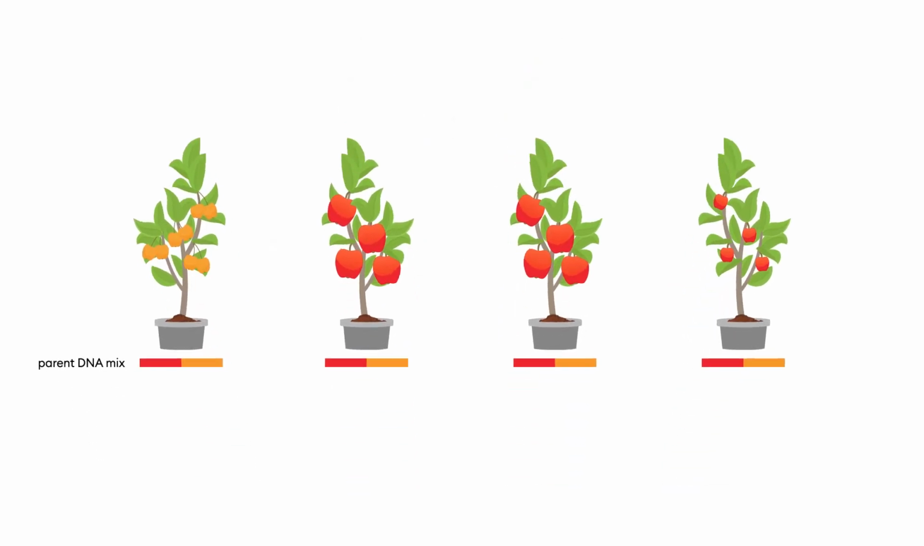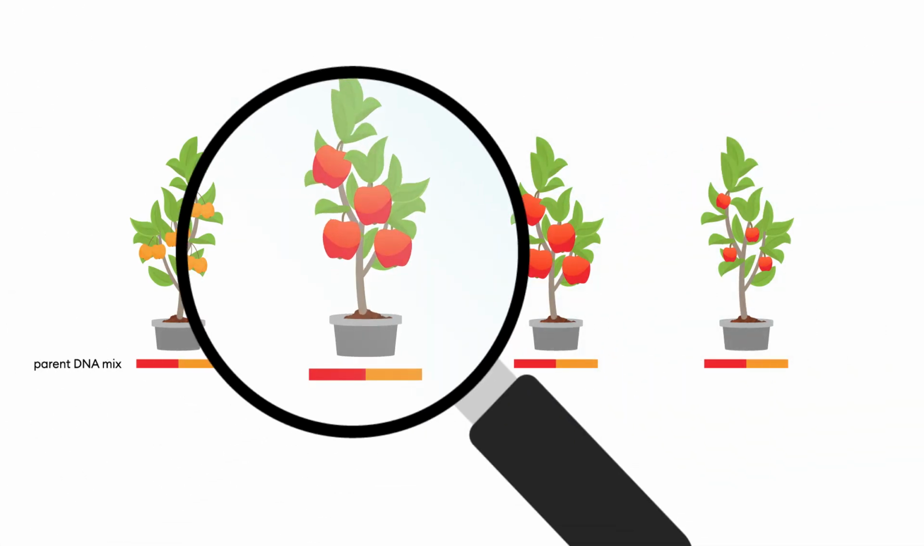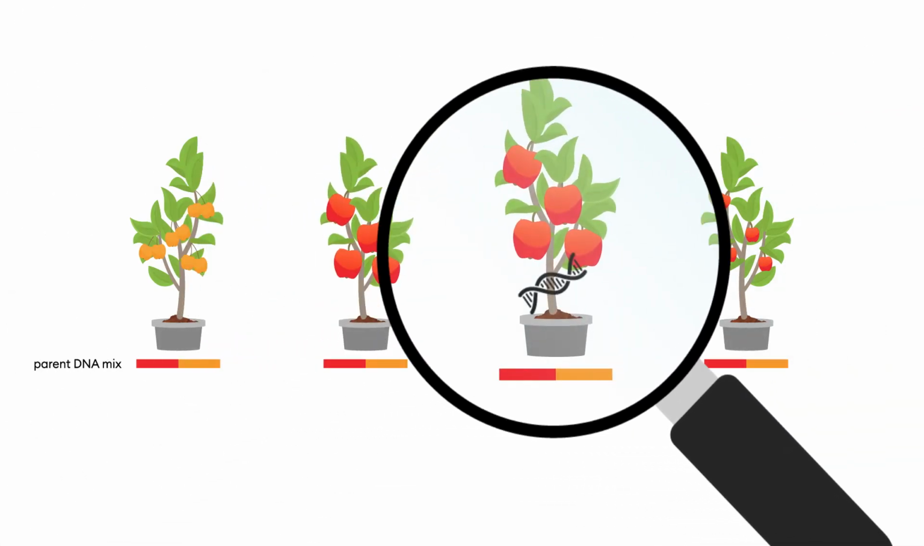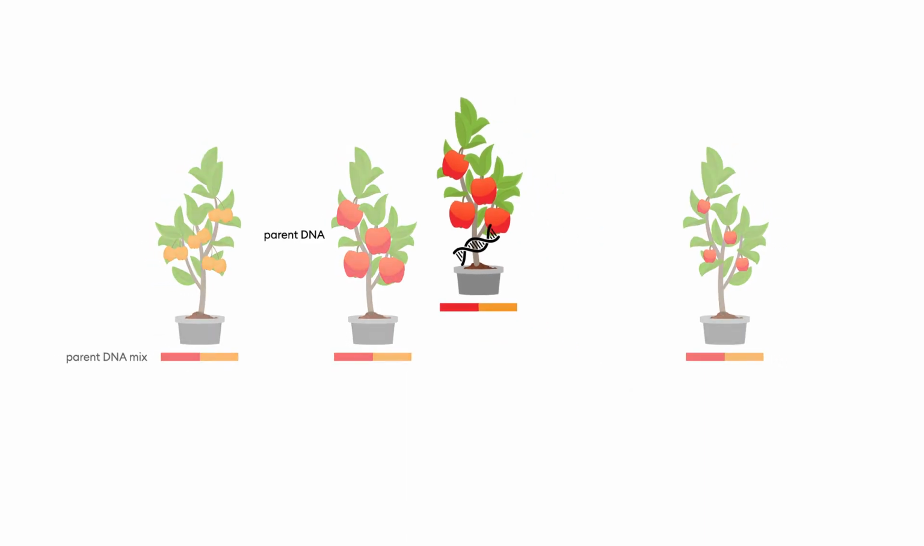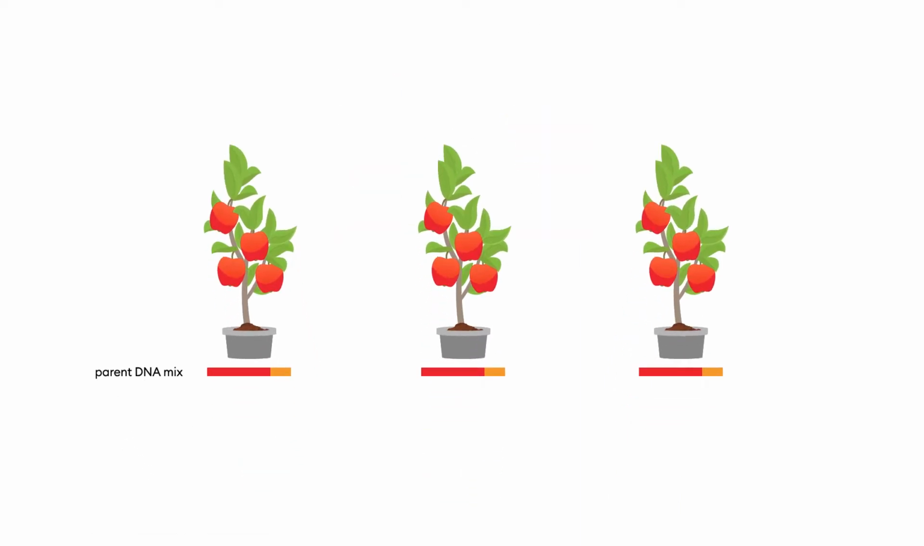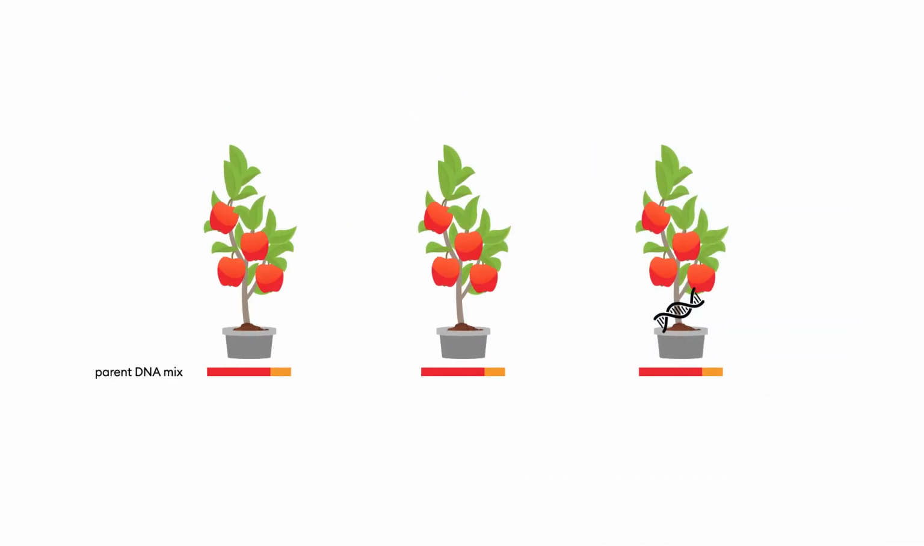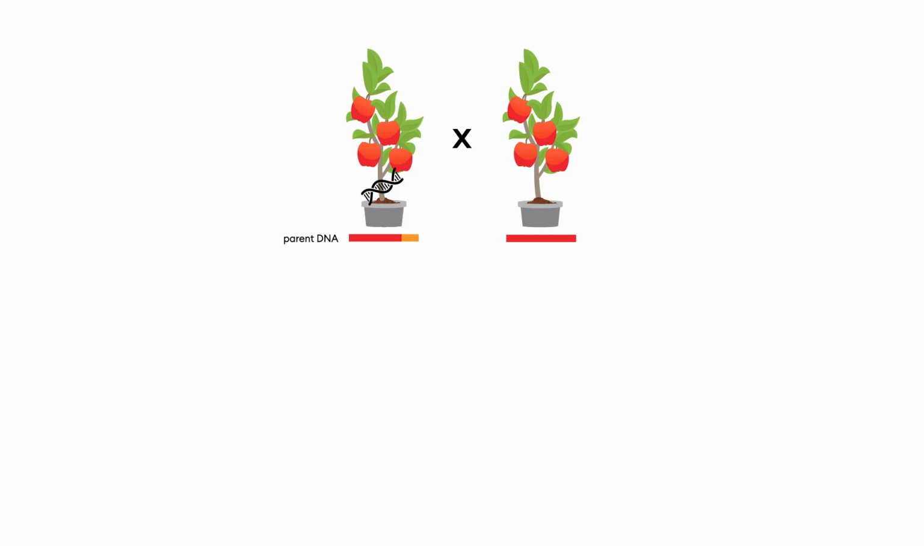Each offspring inherits genes from both parents, shown here as bars. Using DNA screening, we select the offspring with all the desired apple traits plus the crabapple disease resistance gene. This offspring is then crossed with the original apple parent. Once again, the offspring that has the disease resistance gene is selected and crossed again with the original apple parent.